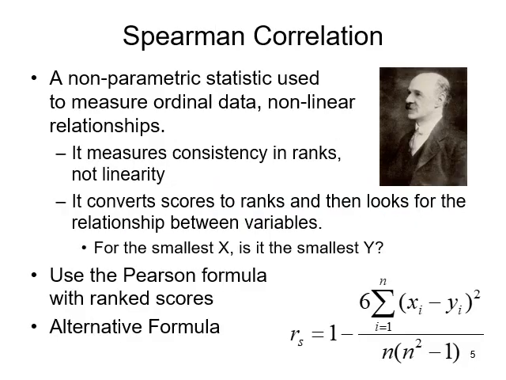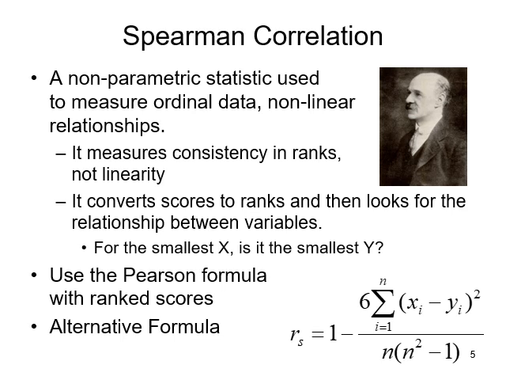So now let's go to the Spearman correlation. Spearman created an alternate equation to allow correlations with ordinal data. This is a non-parametric statistic used to measure ordinal data or nonlinear relationships. So if you violated the assumptions of the correlation, which include that it has to be a linear relationship and it has to be continuous, interval or ratio data, then you may be able to run a Spearman correlation.